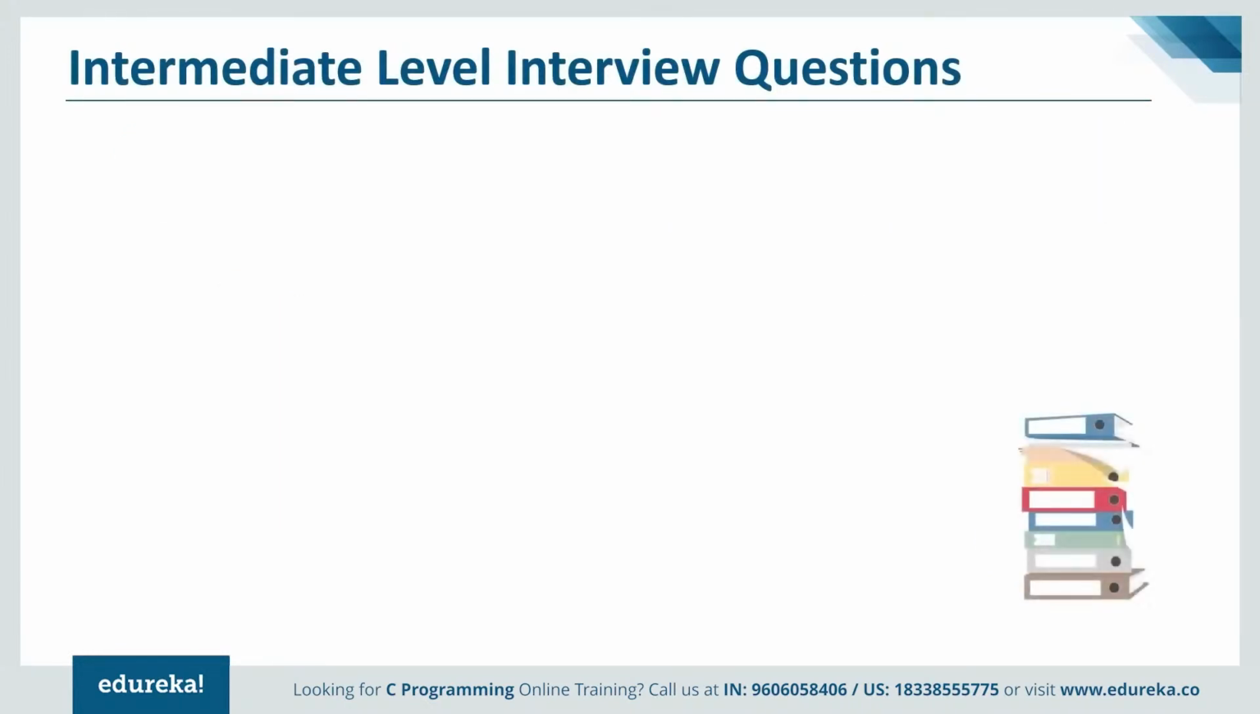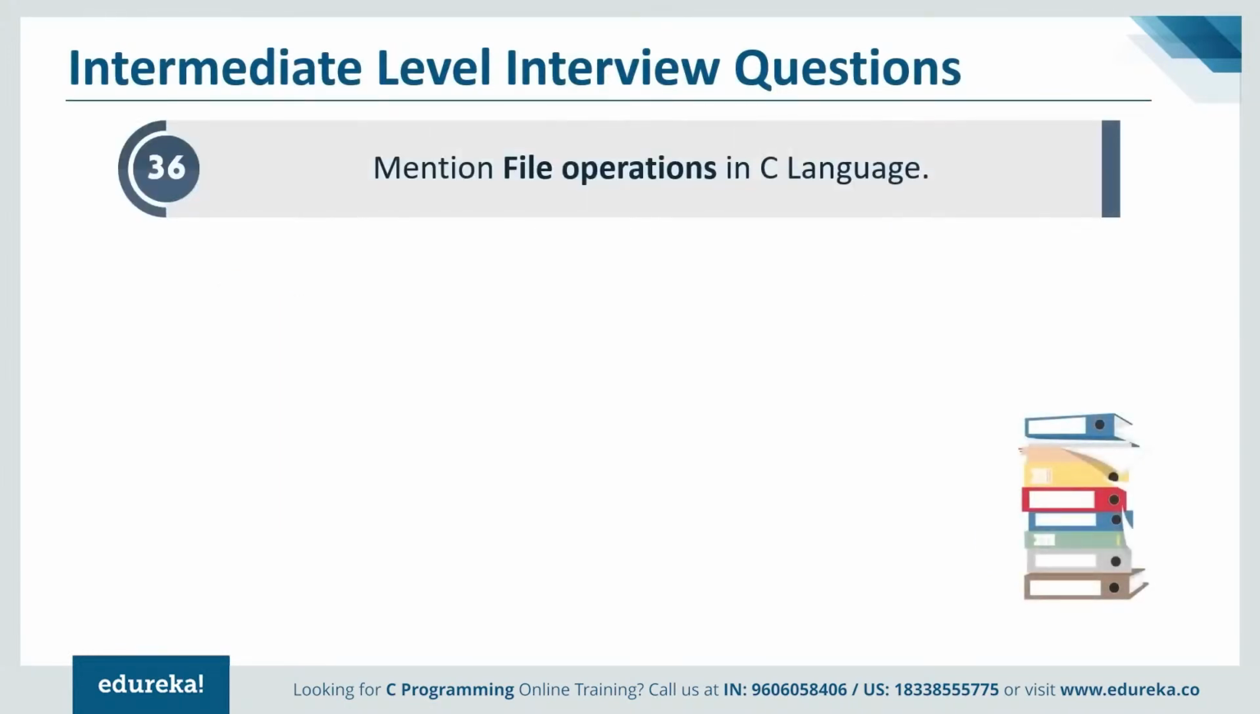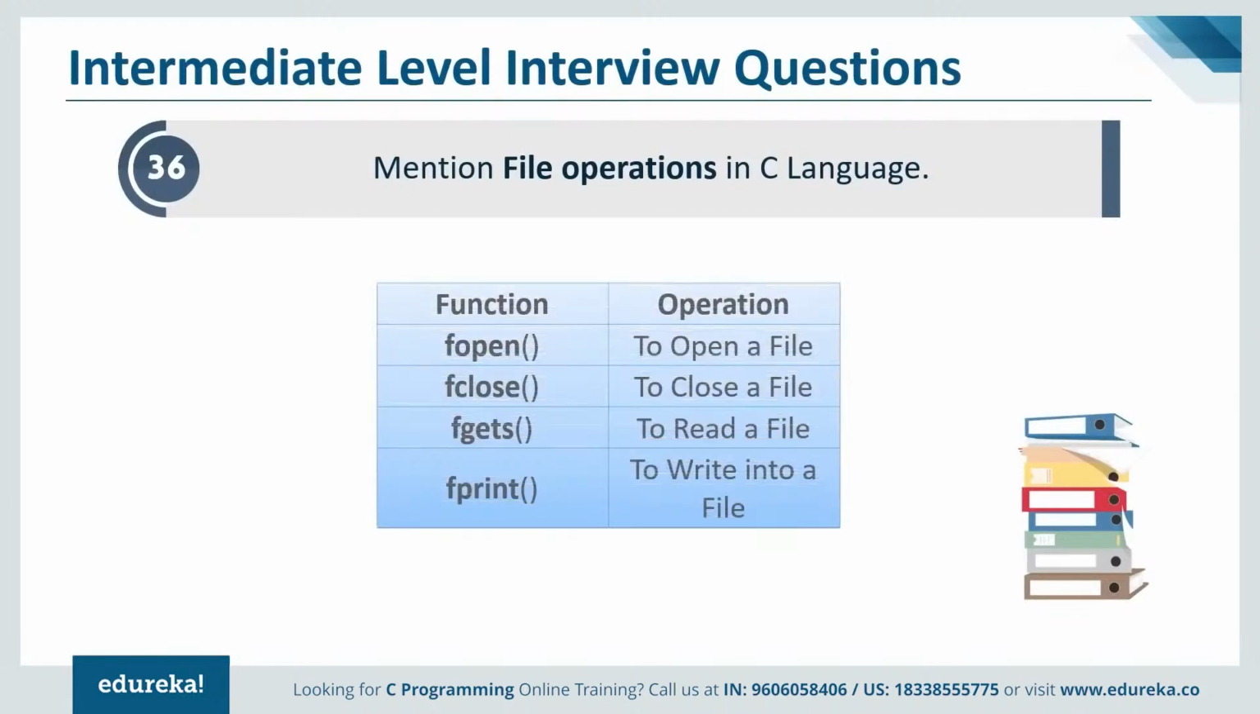Followed by this, we have our next question, mention file operations in C language. So the answer for this question is, we basically have four operations on files, which is fopen for opening a file, fclose to close a file, fgets to read a file and fprintf to print the content of a file. Let us execute some examples based on these functions or operations.